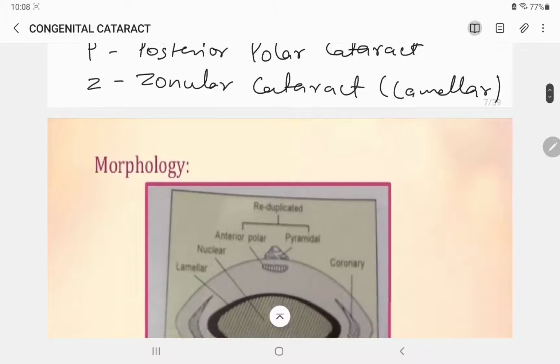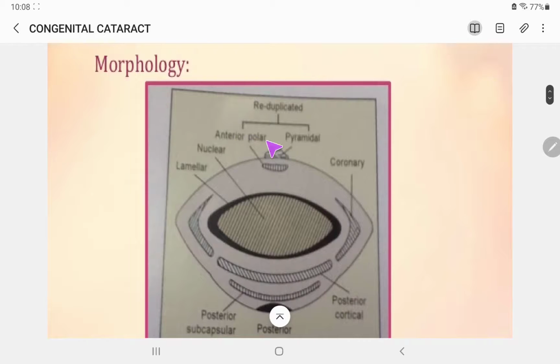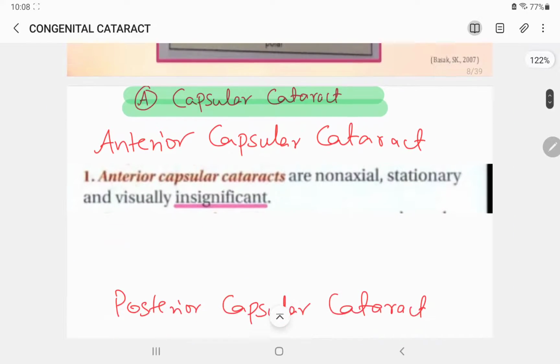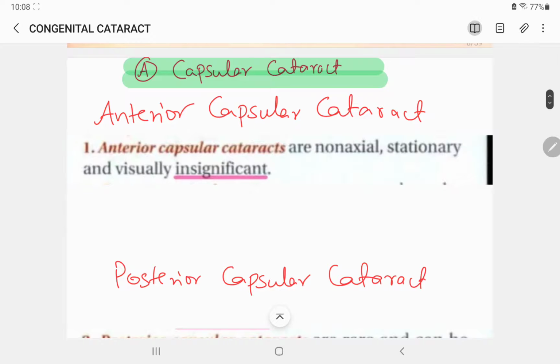So here's a figure also. Anterior polar, and here is the pyramidal, posterior polar, subcapsular, posterior cortical, coronary, lamellar, nuclear, and all kinds of that. Okay, so let's read about the morphology.